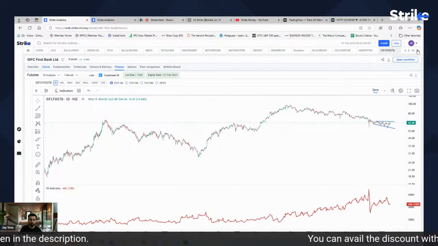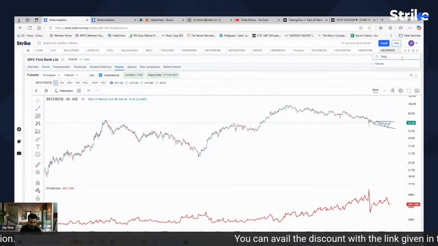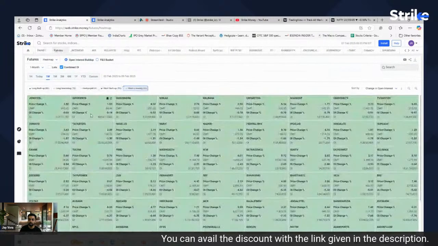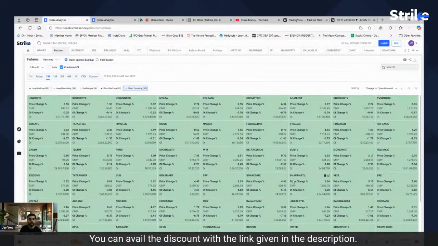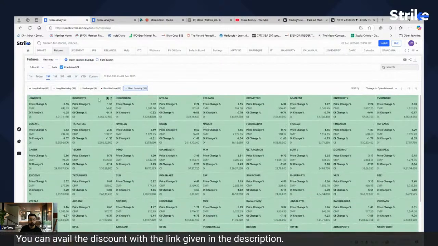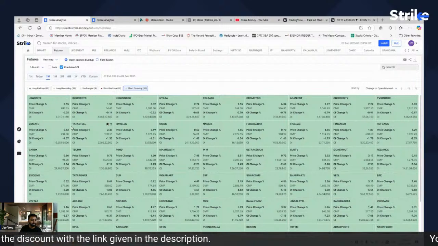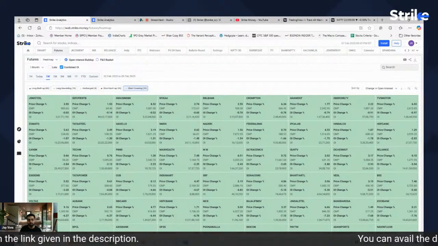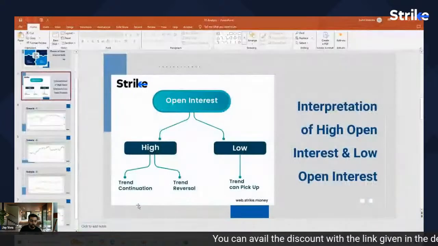Okay, over here if I do futures, I'll come back to the heat map, and yes, you can see those stocks. So now the scanning should be very, very easy for you to find out where shorts have been built and where they have not.